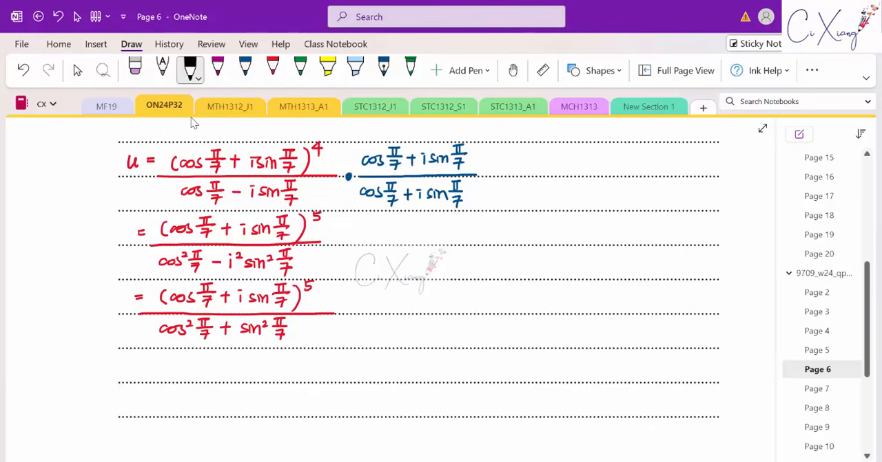So what's the value for cos square plus sine square when you're having any same angle? Cos square theta plus sine square theta, basically it is equal to 1. So your u is actually this complex number, cos pi over 7 plus i sine pi over 7.